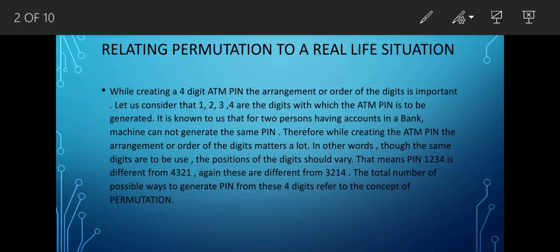Suppose two persons are having accounts in a particular bank. Now, while providing ATM cards to these two persons, the bank will take care of one thing, that they should not be having the same PIN for their respective ATM cards. The PIN that is provided by the bank is always machine generated. So the PIN numbers when we are provided through the bank are always machine generated.